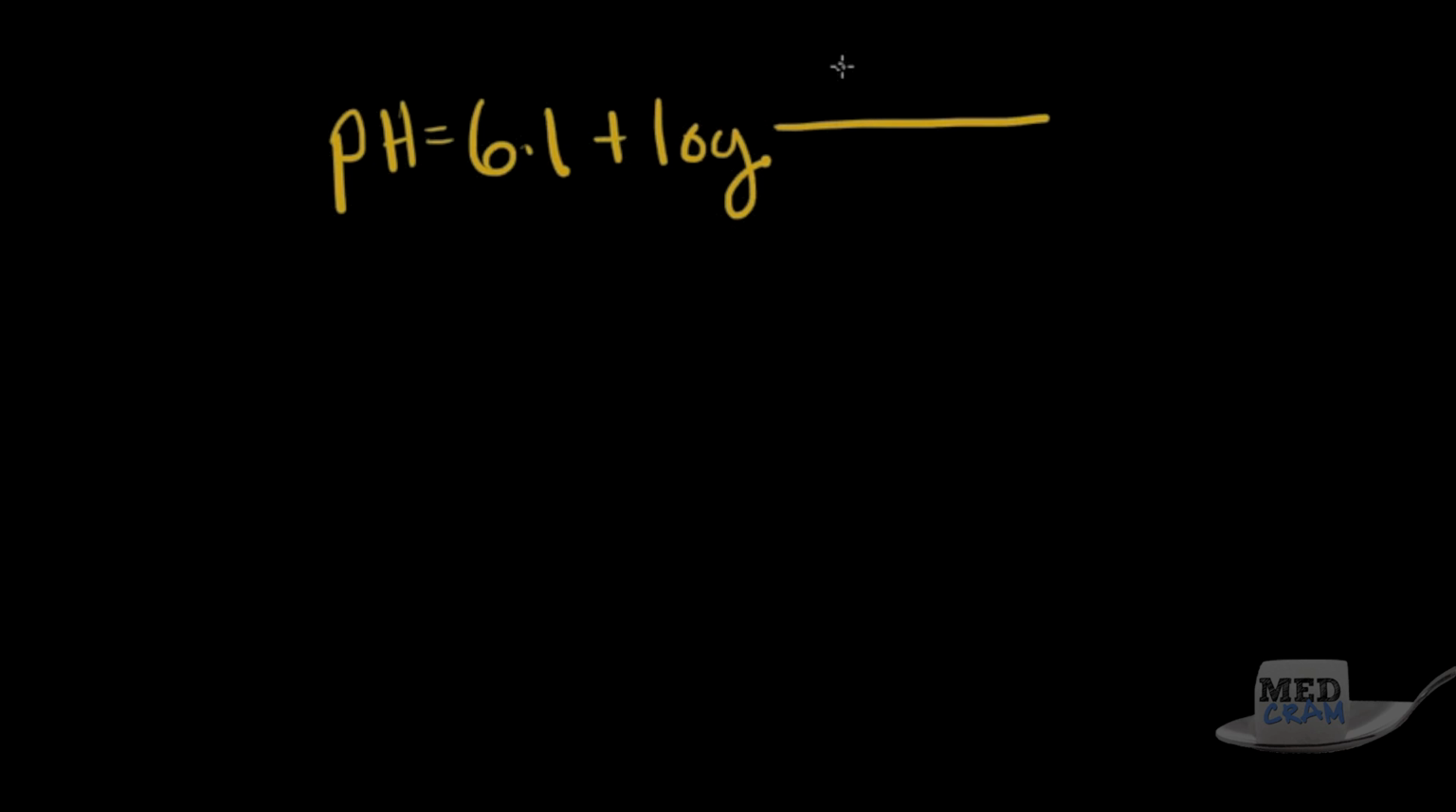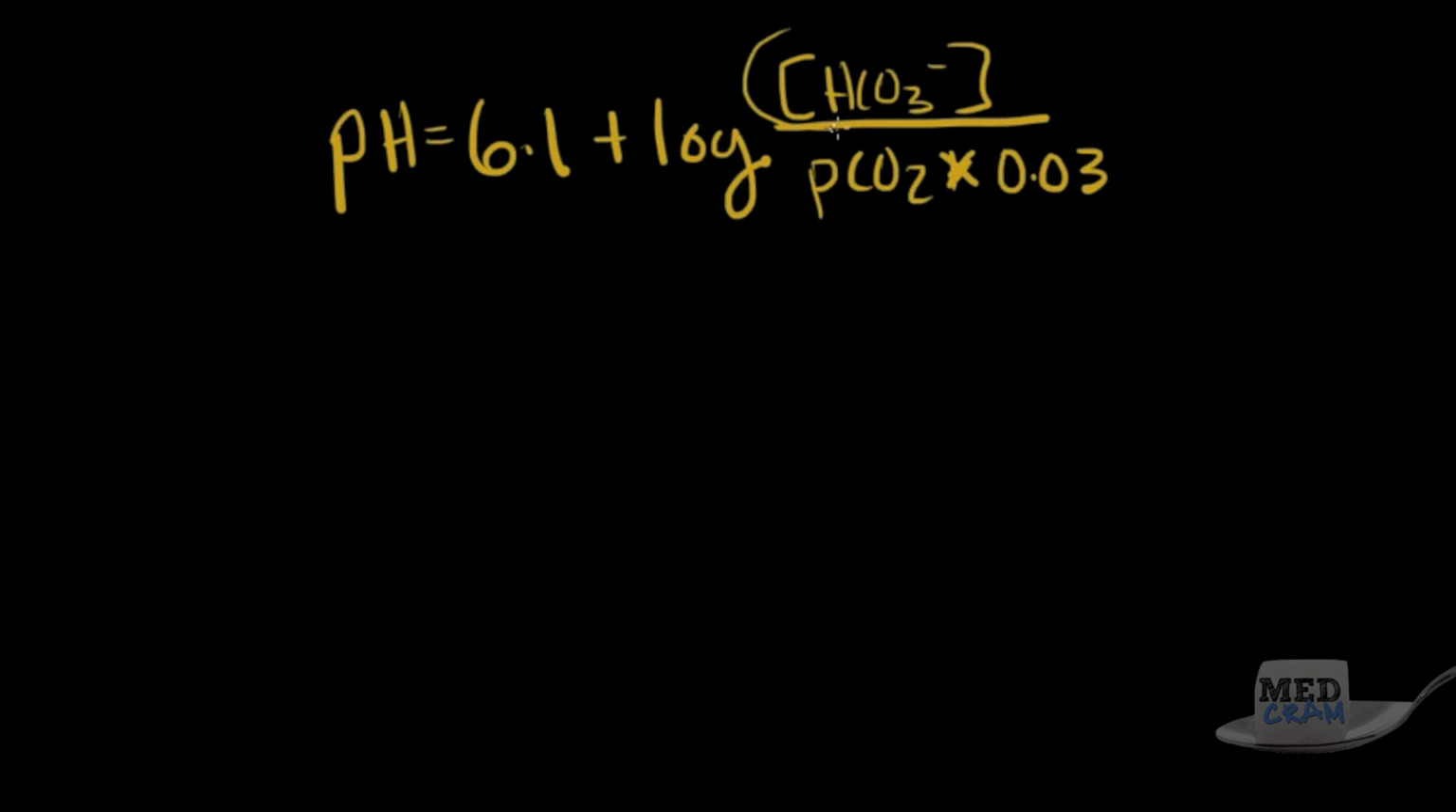So I'm going to throw up once again our Henderson-Hasselbalch equation. The pH is equal to 6.1 plus the log of the bicarb concentration over the PCO2 times 0.03. And again, we talked about anything that occurs up here is a metabolic primarily. Anything that occurs down here is a respiratory. How they work out is going to determine how the pH is changed.